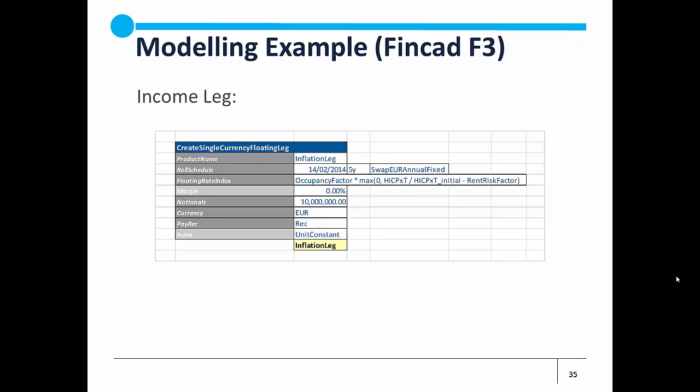And then that's our rent per unit, and then we multiply that by some occupancy factor tracking how many units are being leased at any point in time. So we said this starts at 10 million euro, it goes up by this floating index that I described, and this is something that we receive.